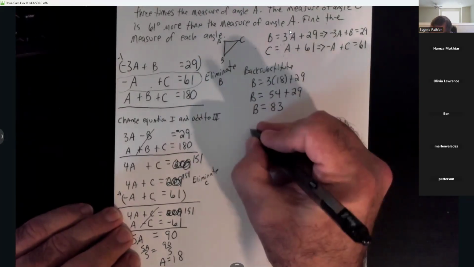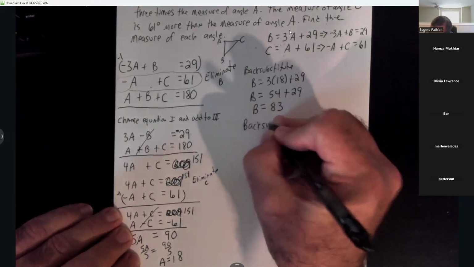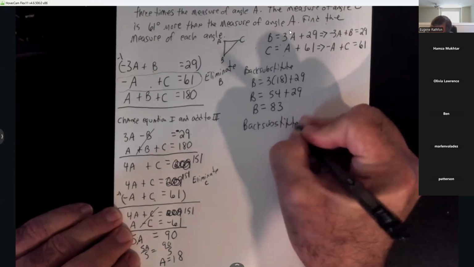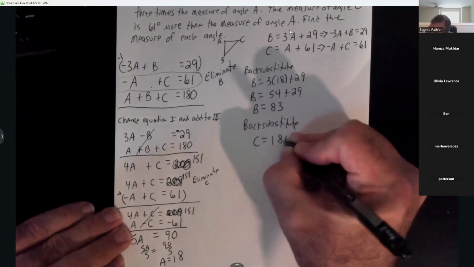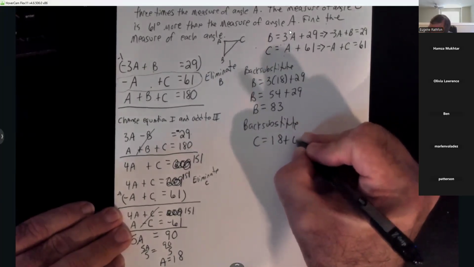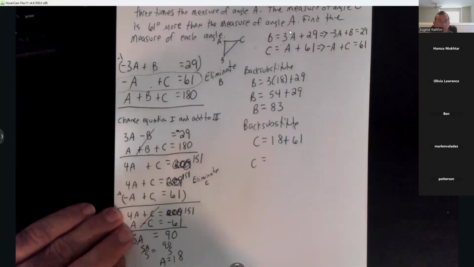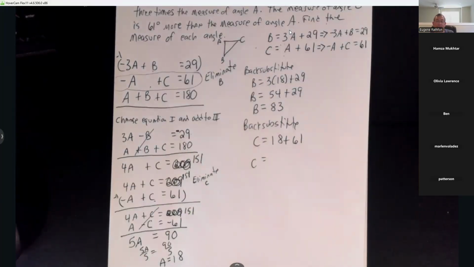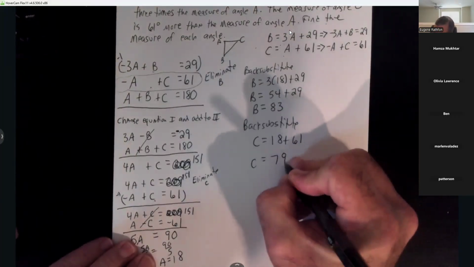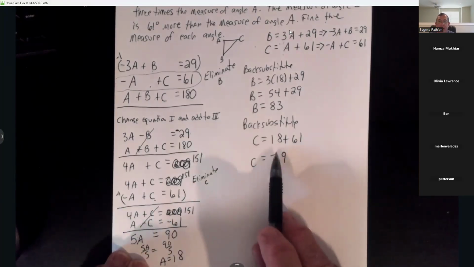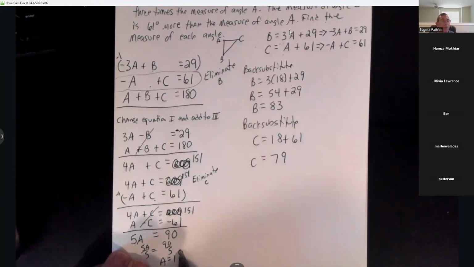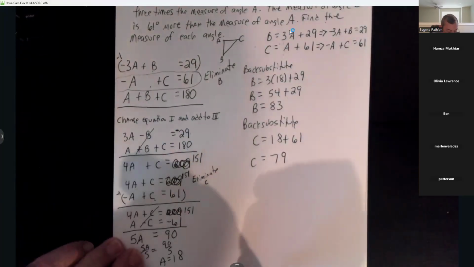Now I can get C, so I'm back substituting to get C. C equaled A, which was 18, plus 61. And figure that one out. 18 and 61. 79. Sounds good. All right, so 79 plus 83 plus 18 will all add up to give me 180.